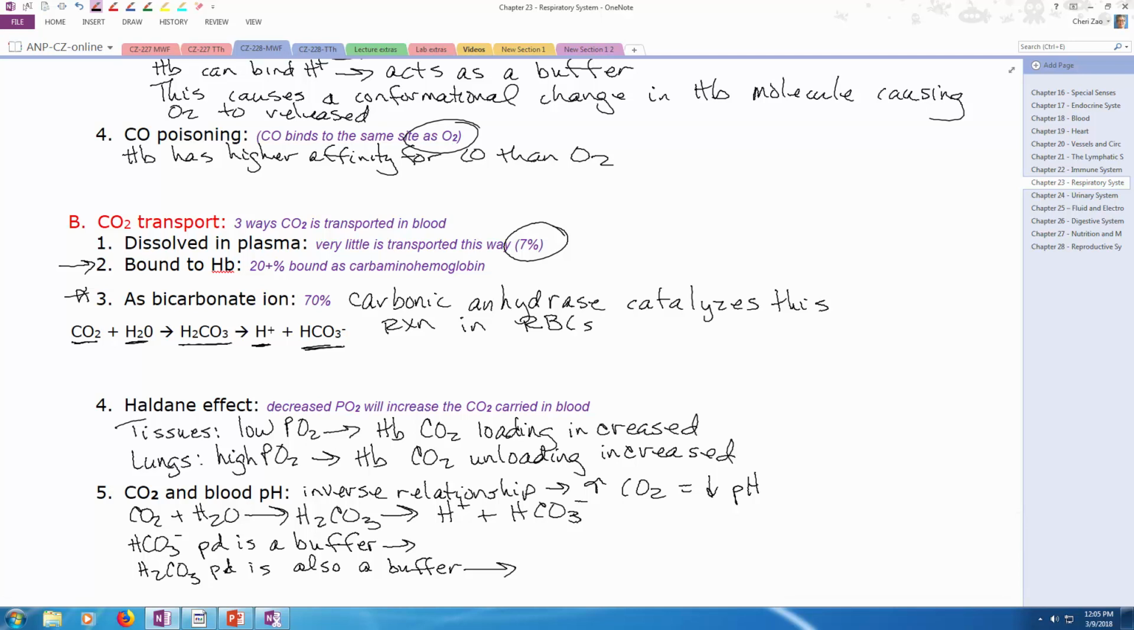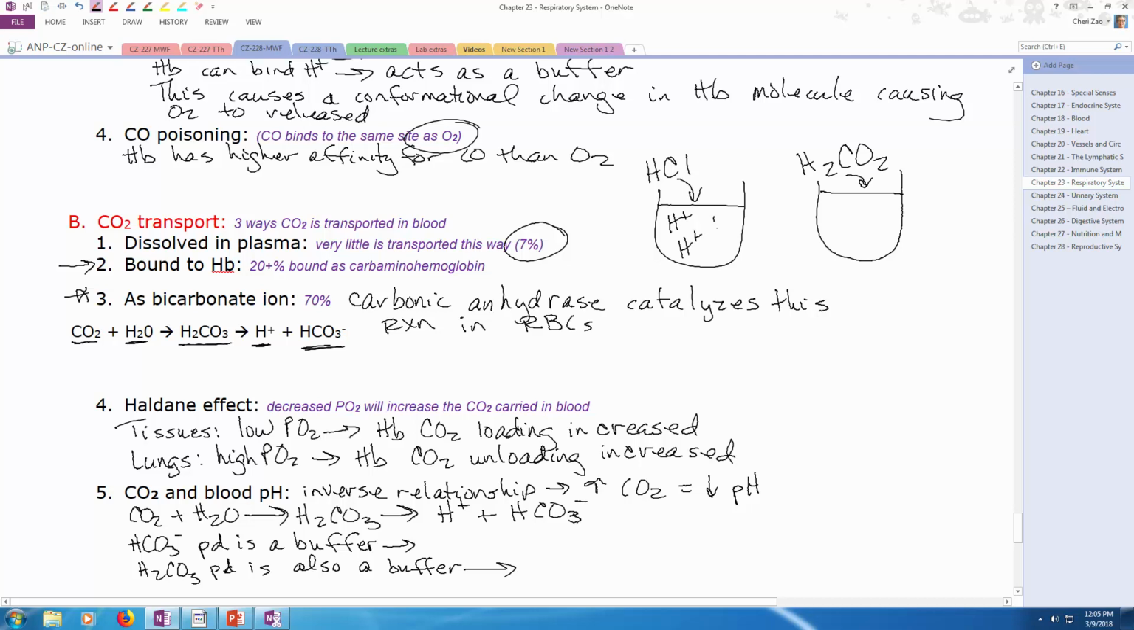However, I'm going to draw a little beaker over here with solution and another beaker next to it with solution. And in the first beaker, I'm going to dump hydrochloric acid into it. In the second beaker, I'm going to dump carbonic acid into it. What will happen is that this acid is so strong that you will not find the molecule intact. It will all be separated.